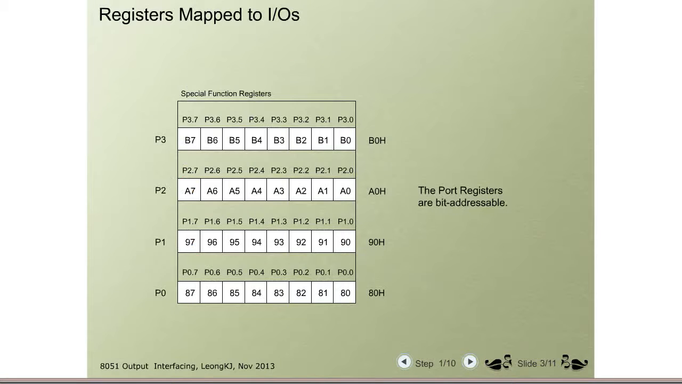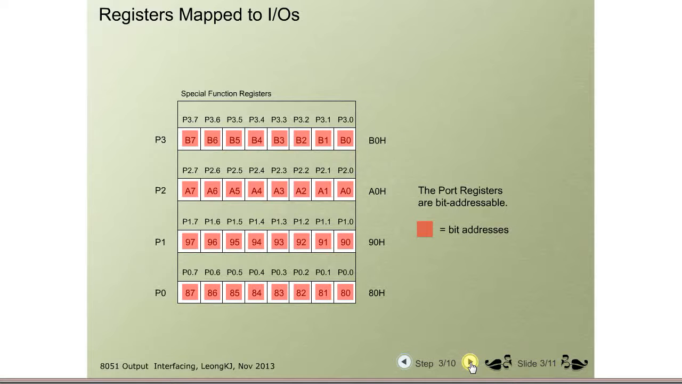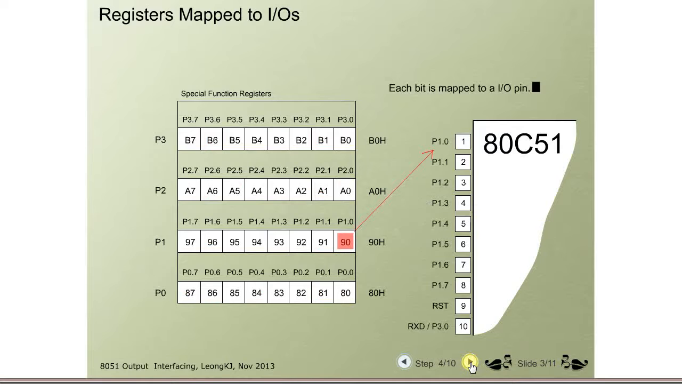This diagram shows the memory map of the port registers. 80 is the bit address of the bit P0.0. All these represent the bit addresses. 90 is the bit address of the bit P1.0. 91 is the bit address of bit P1.1. 92 is the bit address of bit P1.2.